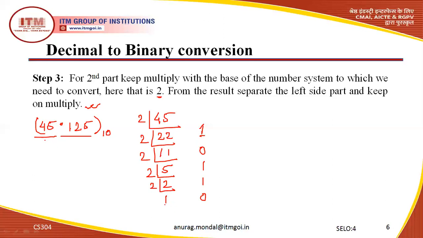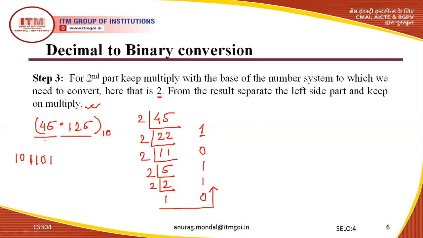Now we just keep the remainders. So how can we represent the 45 with these remainders? We need to go from the bottom side to the upward side. So 45 we can represent with the help of 1, 0, 1, 1, 0, 1. That is the binary equivalent of 45.